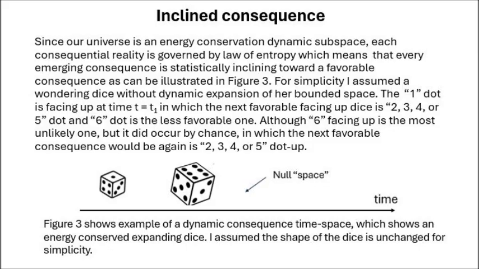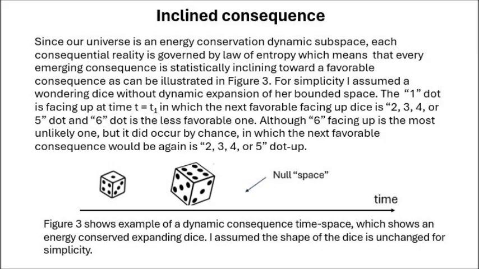Inclined consequence. Since our universe is an energy-conserved dynamic subspace, each consequential reality is governed by the law of entropy, which means that every emerging consequence is statistically inclined toward a favorable consequence, as can be illustrated in Figure 3. For simplicity, I assume a wandering dice without dynamic expansion over bounded space.